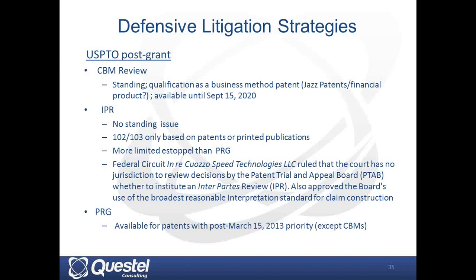102, novelty, and 103, obviousness, are the only aspects of patentability which you can raise against patents, and you can only base those on patents and printed publications. Because of the limited validity or invalidity grounds you can raise, there's a more limited estoppel than there is in the post-grant review process, which covers other invalidity grounds.